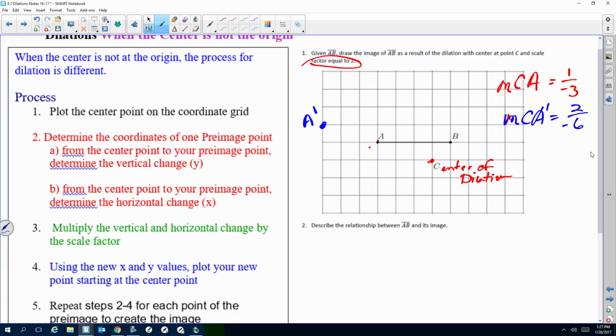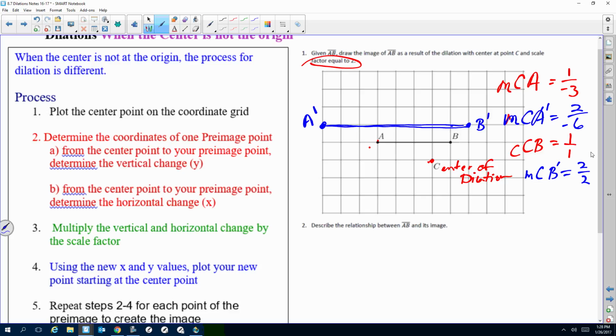And then you just repeat those steps for each vertex, okay? So if I'm going to do the slope from the center to B, I'm counting up 1 over 1, right? 1 over 1, which is 1. Then to do the dilated point from C to B prime, 2, 2. You have to keep equal distance because you want to keep it proportional. So now from the center, I'm going up 2, to the right 2, and there's our B prime. And now I can create my image segment, okay?